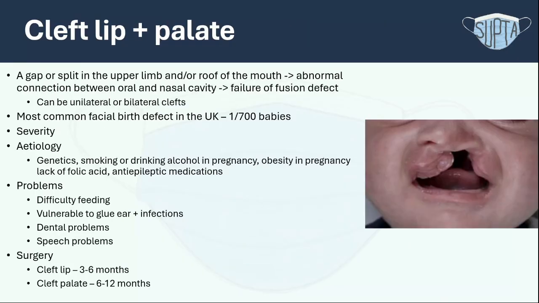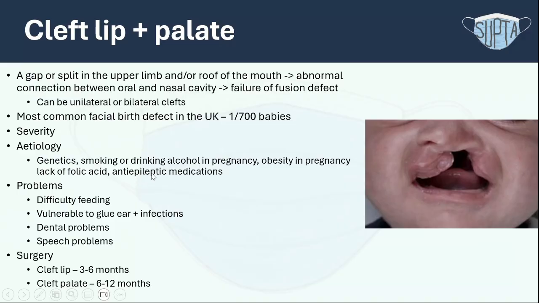And then cleft lip and palate. So this is when you have a gap or split in the upper lip and roof of the mouth. So it's an abnormal connection between the oral and nasal cavity. It's a failure of fusion defect and tends to be congenital. It's the most common facial birth defect in the UK. So it's actually 1 in 700 babies, which is a lot more common than I expected.